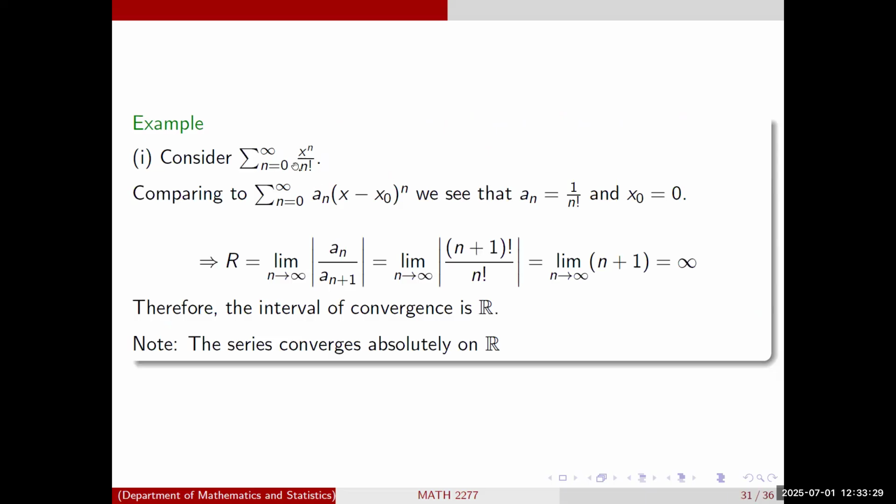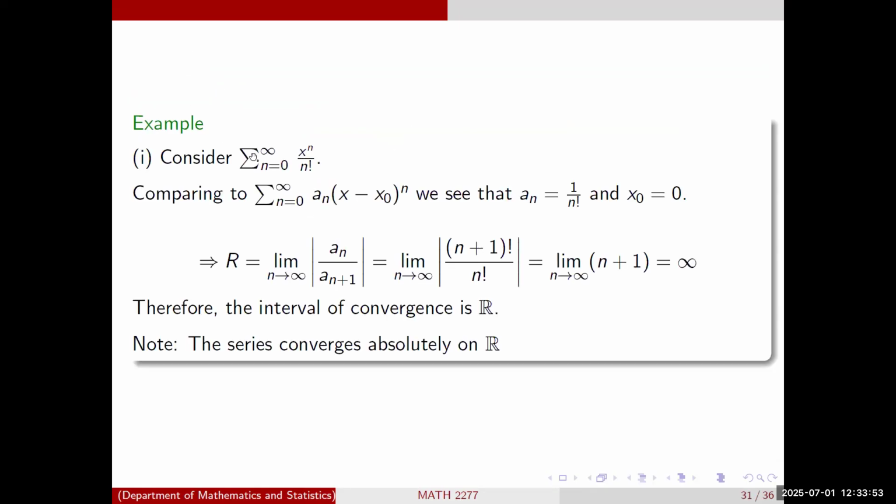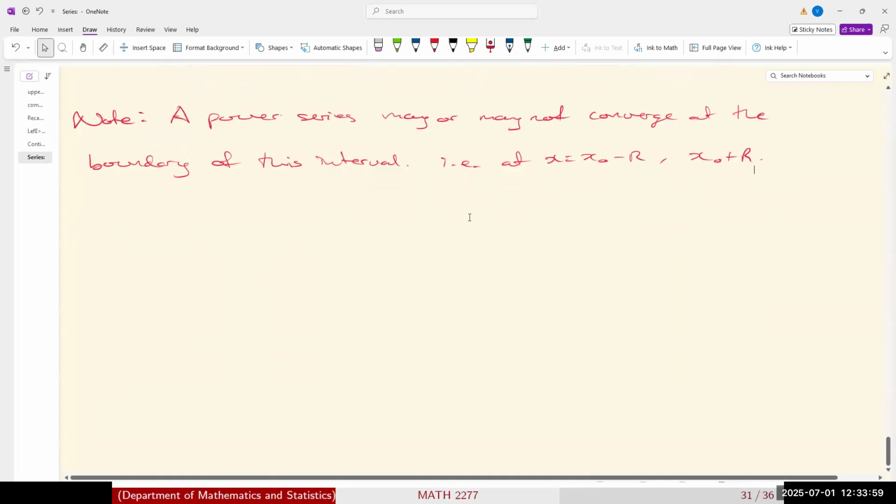Now, this was x to the n over n factorial. What if I remove the factorial? So same series, but where you see n factorial, remove the factorial. And now we get x to the n over n. What about this power series? So again, compared to the general power series, and again, n does not need to start at 0. In fact, in this one, x to the n over n factorial. Yeah, so that's a typo I have to fix.